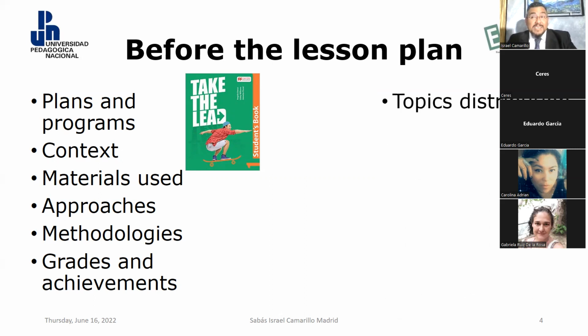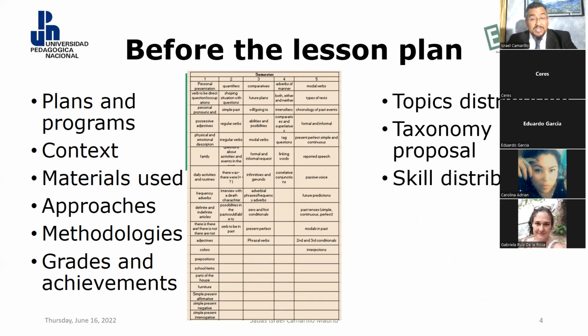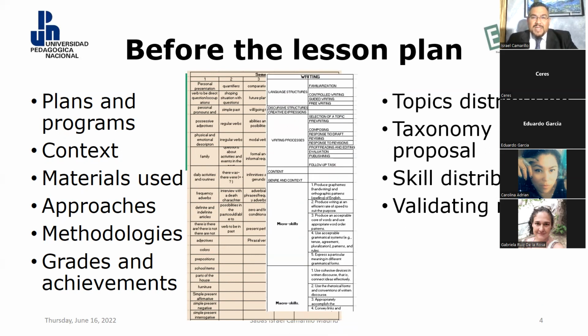After that, I made a list of all the topics required by semester, and I started to work on a taxonomy proposal, well, my proposal, based on the student profile and the generic competences. I made a skill distribution and a validating mesh. This was important because this is the first time I take a specialty on English teaching, because I am not an English teacher. So I made this validating mesh, for example, for writing, which I made from all the lessons to follow the steps and the characteristics of the strategies, like for writing.